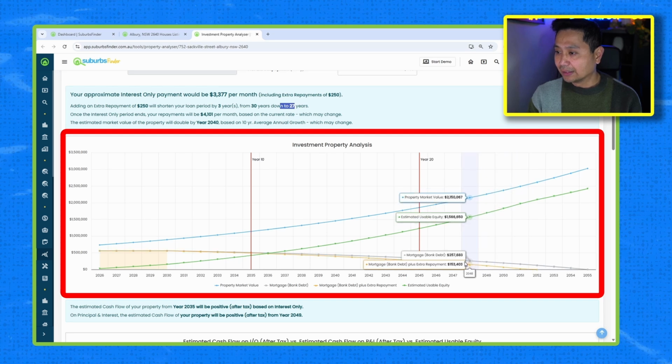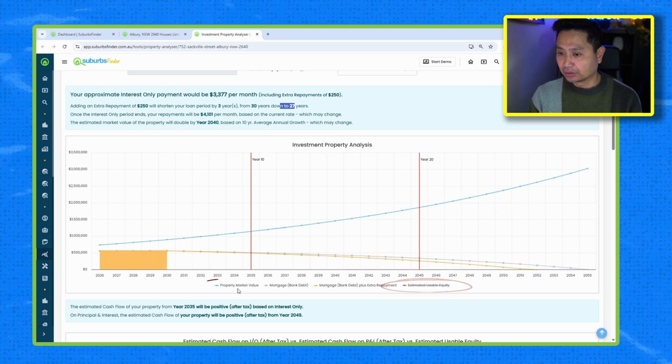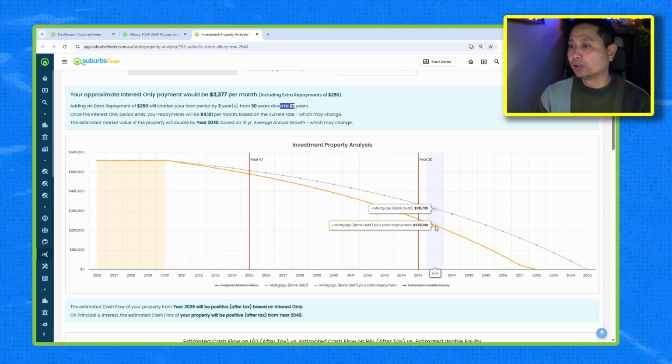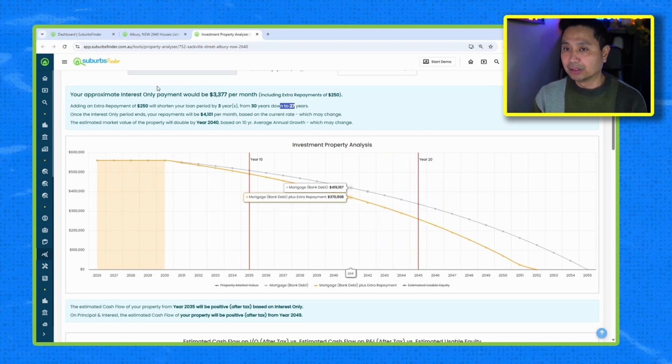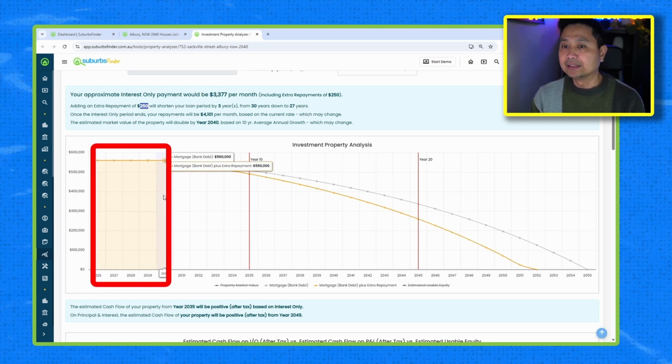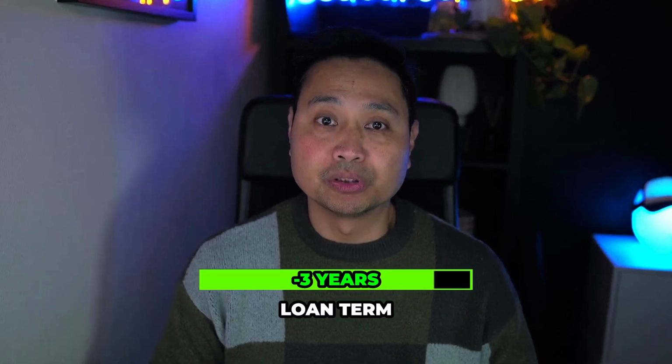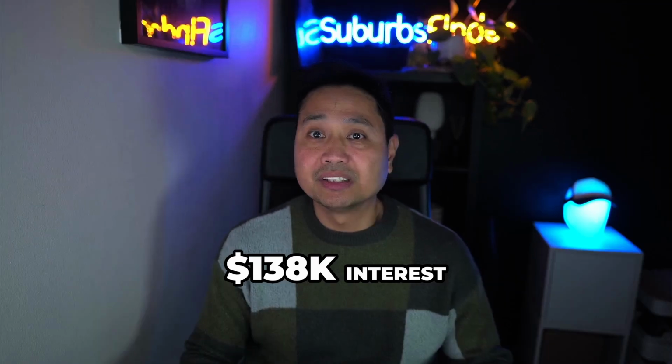So the gray line is our original loan period. Let me just turn off those two lines. So the gray line is the original loan, and the yellow line now is the new loan period of 27 years because we are adding an additional repayment. And the shaded area here is the interest-only period of 5 years. Adding an extra repayment of $250 per month to our mortgage will shave 3 years off our loan term, which saves us over $138,000 in interest. And this tool shows that impact instantly.